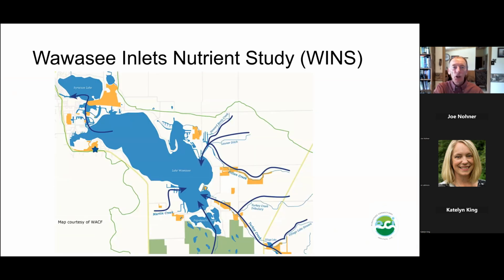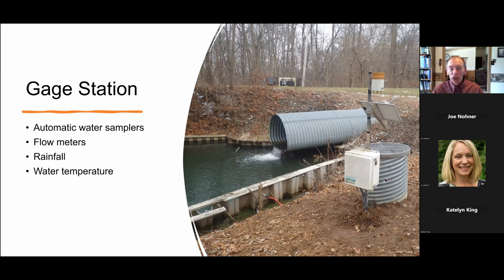In various places. So the study design that we used for the Wallow Sea Inlet's nutrient study was a team approach. There's a lot of collaboration here, a lot of discussions with the folks with WACF. And so we looked at each tributary coming in, and you can see the map here where there's 1, 2, 3, 4 primary inflows, and then the outflow at the north end of the lake. And so we identified those sources, and we set up water quality gauge stations.